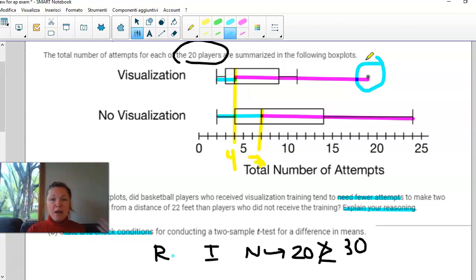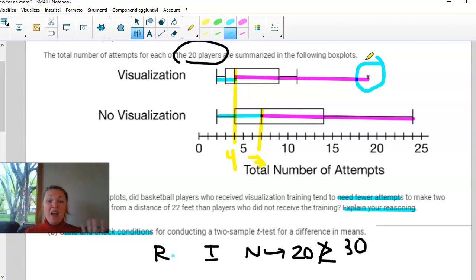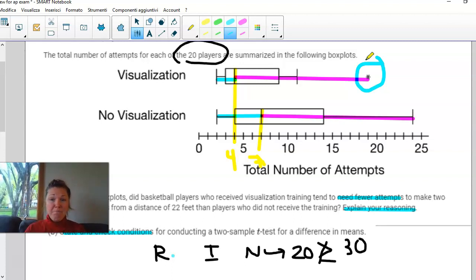Okay, so that's how you would check those conditions. You would say the normal condition 20 is not greater than or equal to 30, and the box plots are both skewed right, and the visualization has an outlier. Okay, you don't need to state anything in this question about it's not okay to proceed.